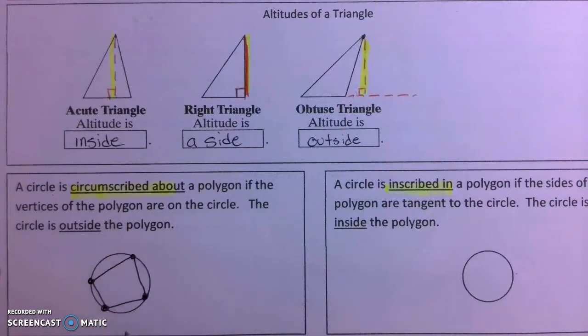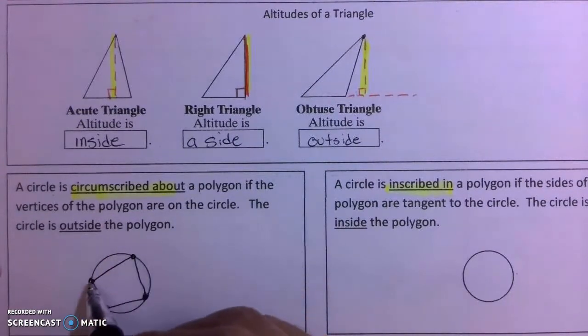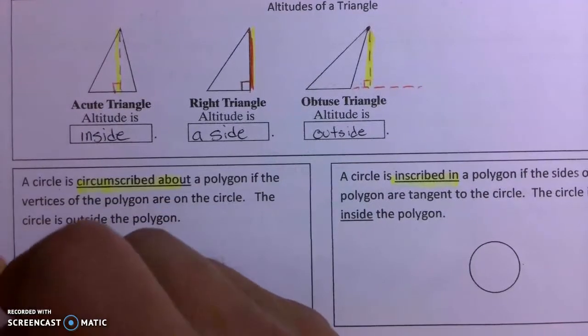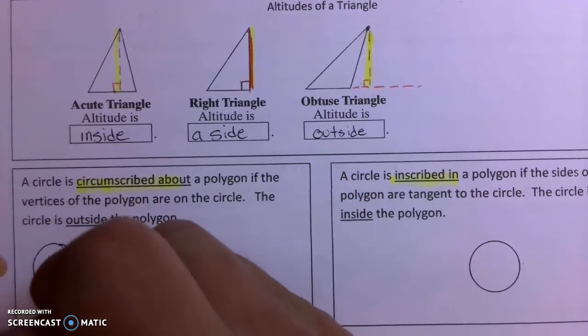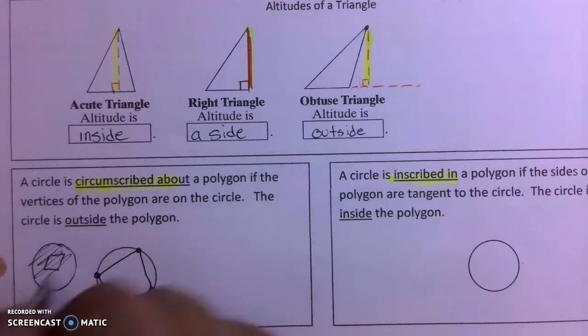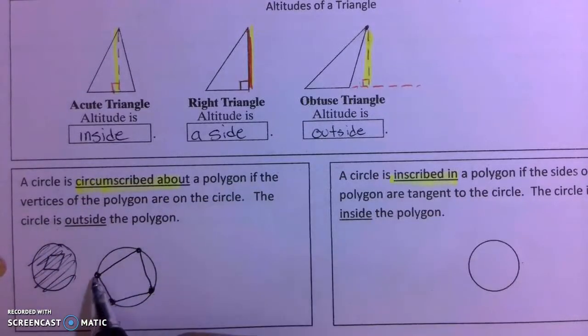This is circumscribed about. Okay, and you will be touching the circle in 4 spots if you're a quadrilateral. This is not circumscribed about. Okay, that's just a four-sided figure that is inside a circle. When you use the word circumscribed about, you are literally touching it in 4 spots.